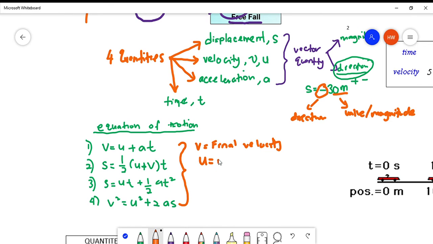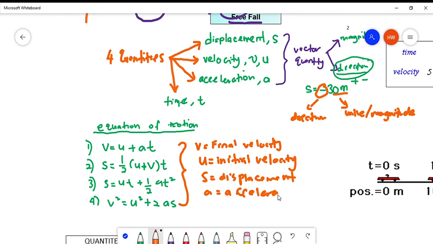U is the initial velocity, and then S is the displacement, A is the acceleration, lastly T is time. Okay, so you need to remember the definition for each symbol here. What is that meaning? Okay, right.